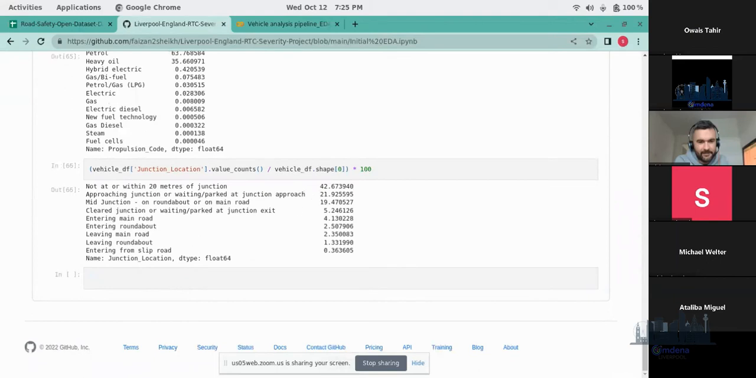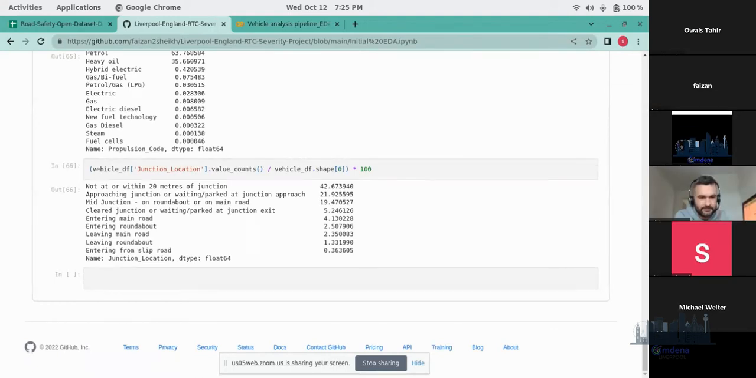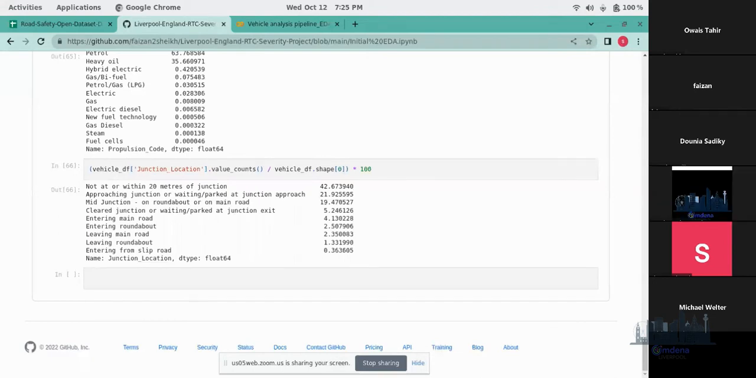Actually, you're reading that wrong. The highest percentage is not at or within 20 meters of a junction. That means that 42% of all accidents are happening nowhere near an intersection. But interestingly, approaching junction or mid junction and cleared junction, when combined, those ones are adding up to approximately a similar number. And so it seems like it's split about 50-50, where half of them are happening near a junction and half of them are happening far away, more than 20 meters from a junction.